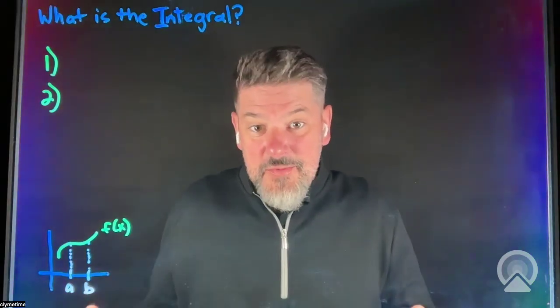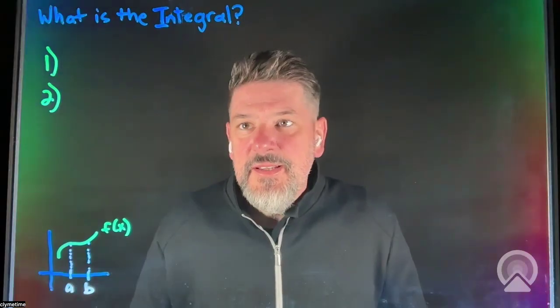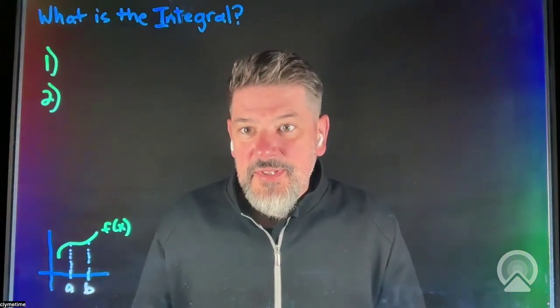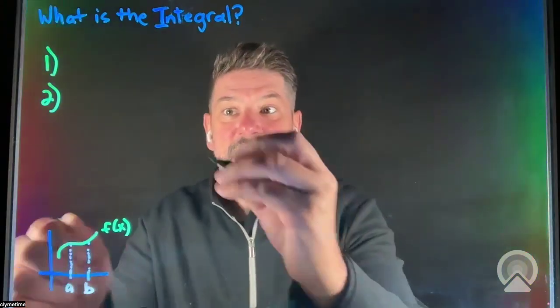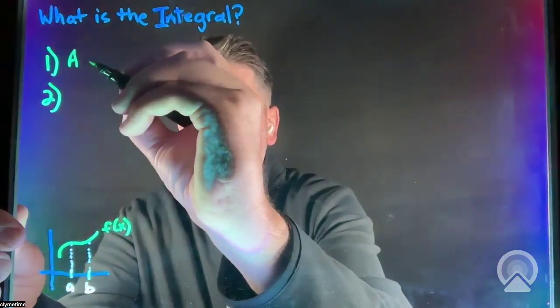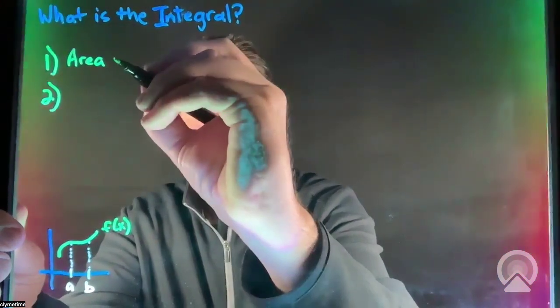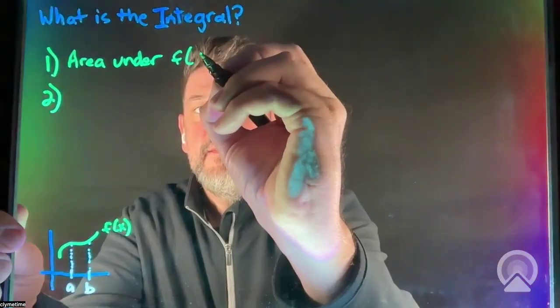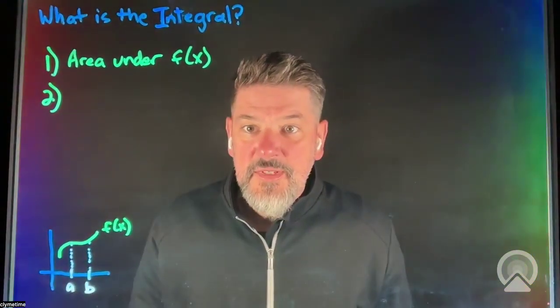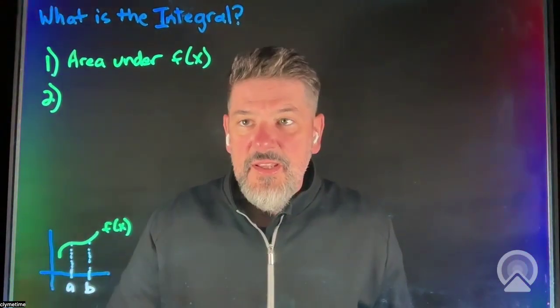And the derivative is only one thing, really. It's the slope of the tangent line. But the integral has two parts to it, and they are connected. But the two parts are, one, it is the area underneath the curve, area under f of x, but it's the area underneath the function. So it's the area between the function and the x-axis.